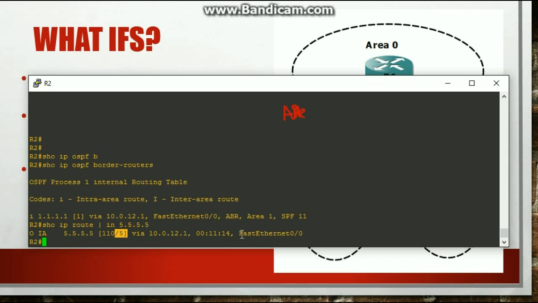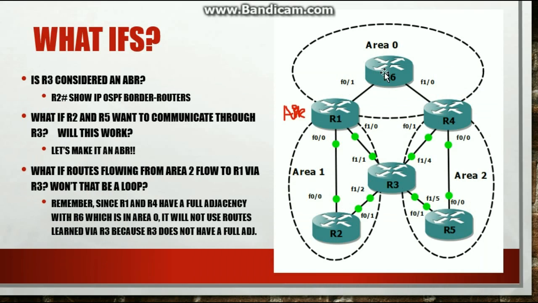So these are all FastEthernet links, so this is a cost of 1, 2, 3, 4, and then the loopback address is 5. So that is suboptimal routing. We want to take the shortest route to go through R3. So how do we do that?